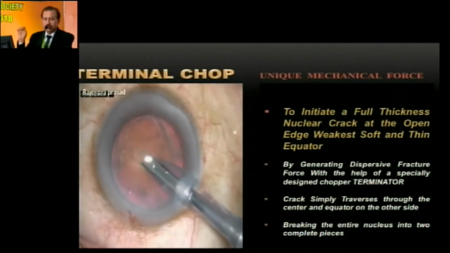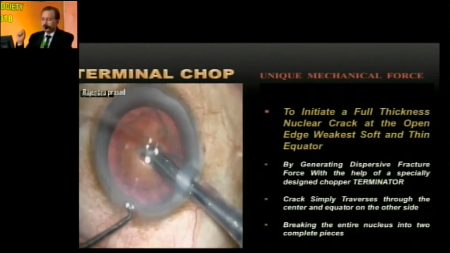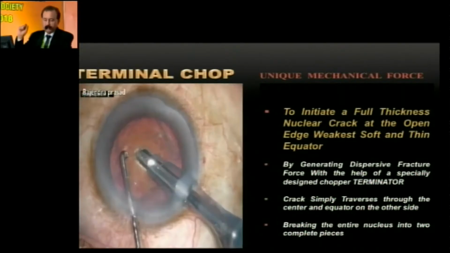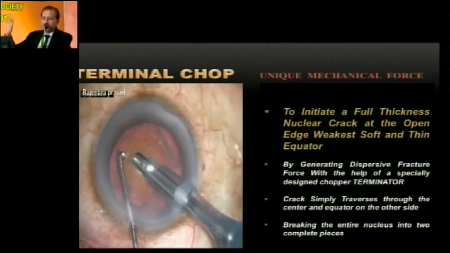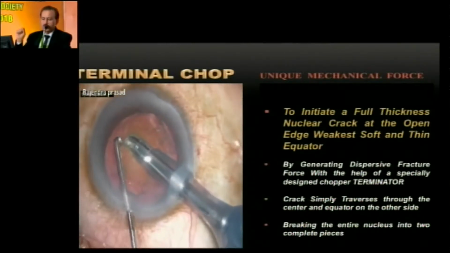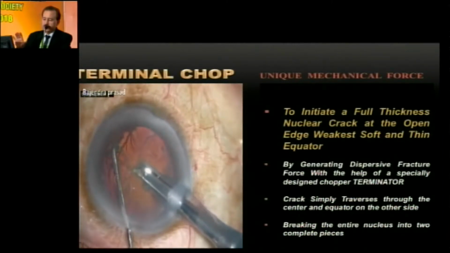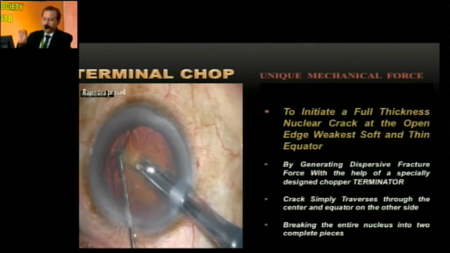The mechanics of terminal chop is that we are trying to initiate a full thickness nuclear crack at the open edge, the weakest, soft, and thin equator of the nucleus. So the crack has to start from the equator. That is very, very important, and for that your phaco probe has to go towards the equator, not towards the center and deep into the center of the nucleus. Now you can see here, we are initiating a crack at the equator.